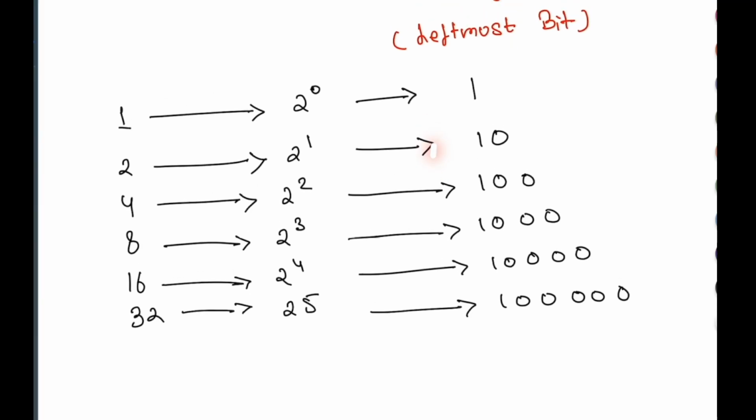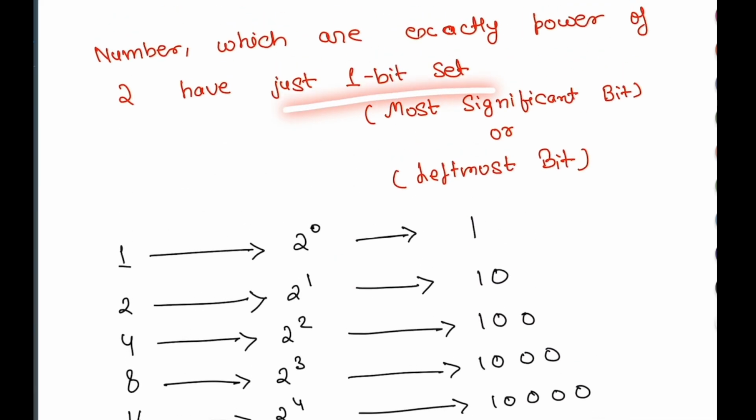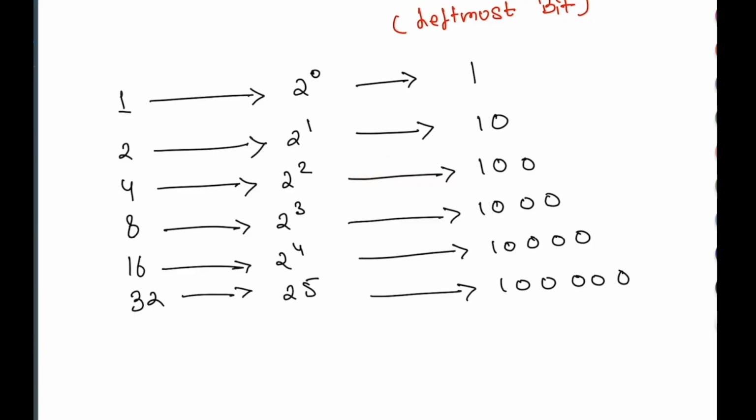Now let me show you some numbers which are powers of 2, and let me show you how their binary representation will look. 1 is 2 to the power 0, 2 is 2 to the power 1, then 2 to the power 2, 2 to the power 3, 2 to the power 4, 2 to the power 5. All are exact powers of 2, and you will see that their binary representation looks something like 1, 1 0, 1 0 0, 1 0 0 0, 1 with 4 zeros, 1 with 5 zeros. So you will notice here that they just have one bit set, which is the most significant bit or the leftmost. Just one bit is set for each of these numbers, right? All other bits are 0.